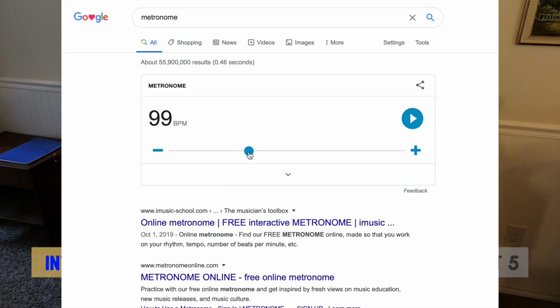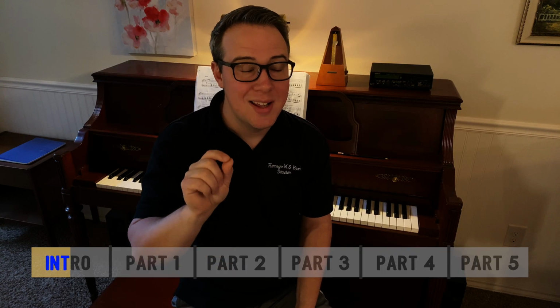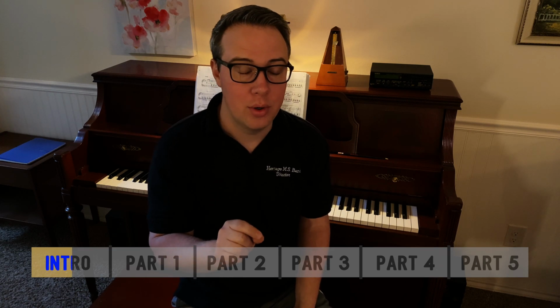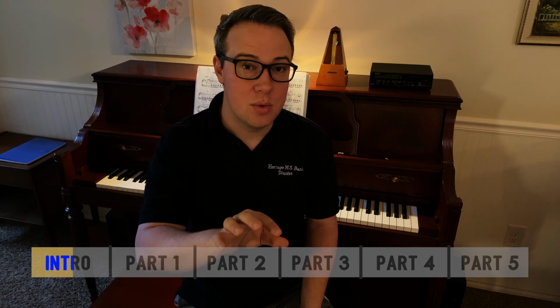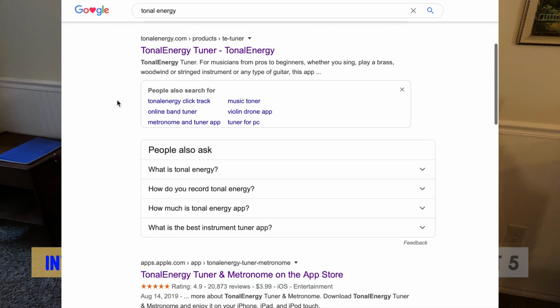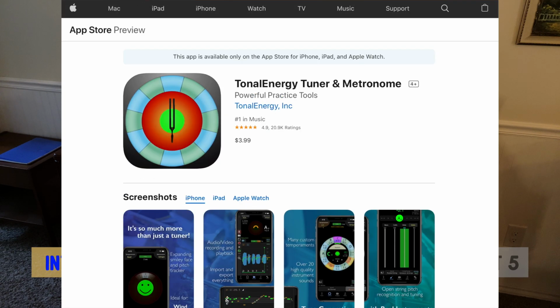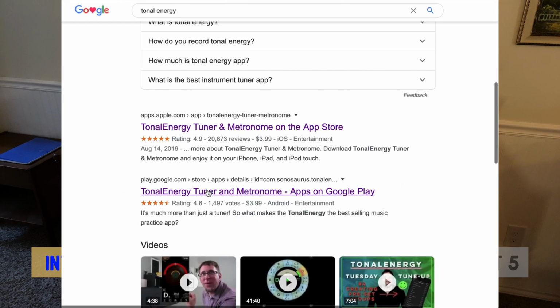And when you hit enter, there will be a metronome that comes up at the top of the page, and you just move the slider to your tempo. Now that is not as advanced, and you can't do what we call subdividing, which we can learn about later. So in that case, what I recommend, and the best app for everybody to have in band, is an app called Tonal Energy. That app is going to be great for all of band, and that's what everybody uses.